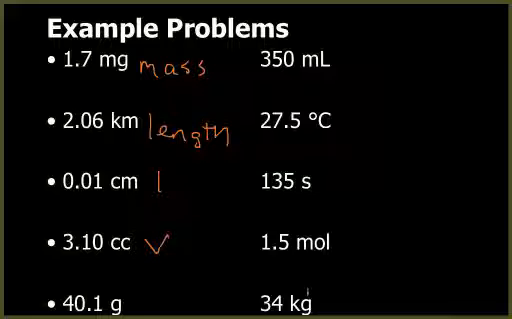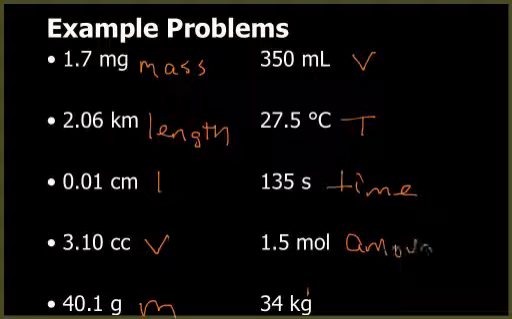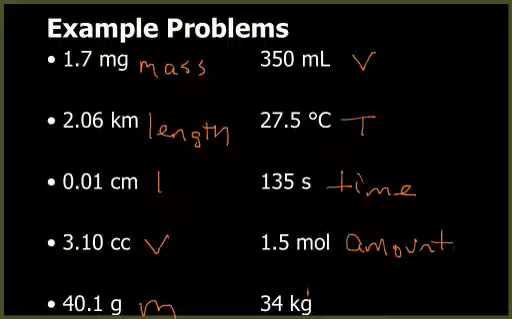40.1 grams, that's a mass measurement. 350 milliliters, that measures volume. 25 degrees Celsius, or 27.5 degrees Celsius, that's temperature. 135 seconds, that would be time. 1.5 moles, that would be the amount of a substance. And then finally 34 kilograms, that would be a mass.